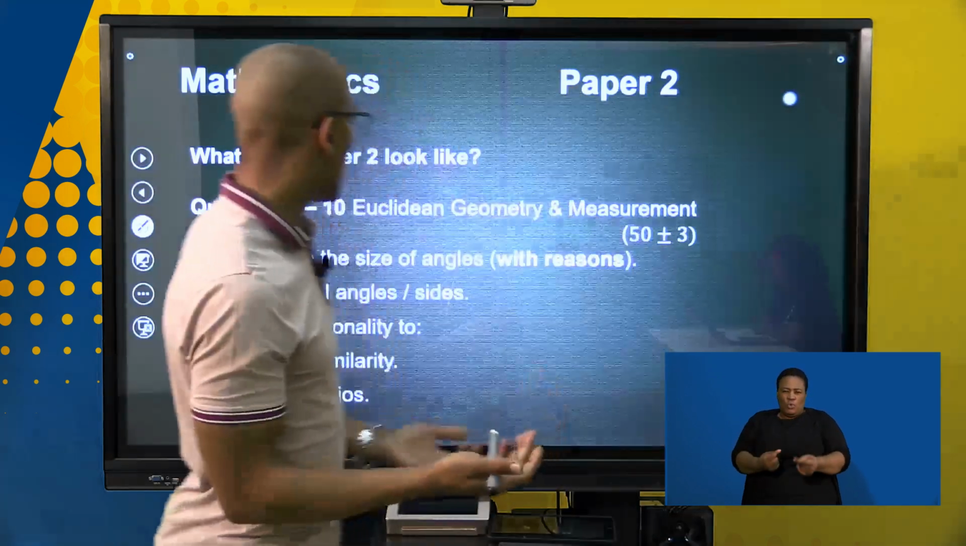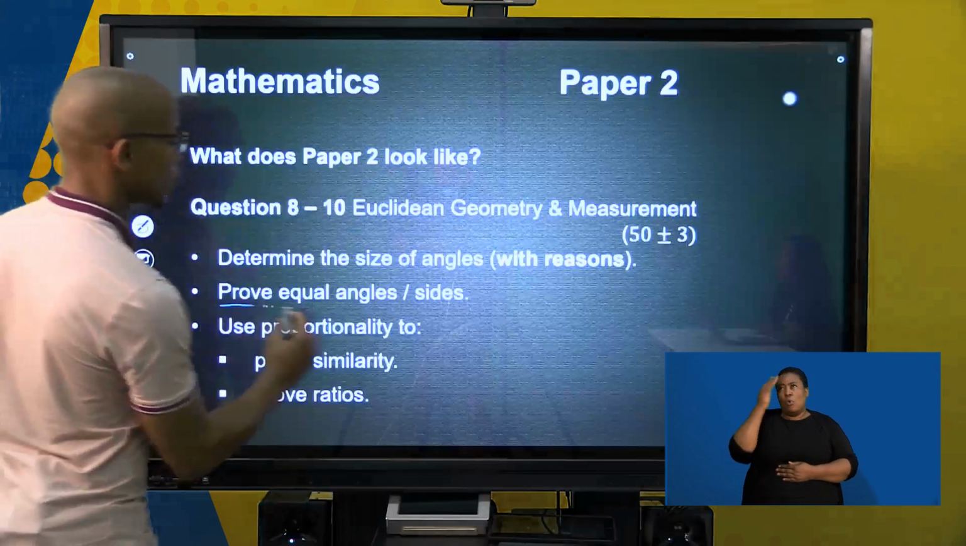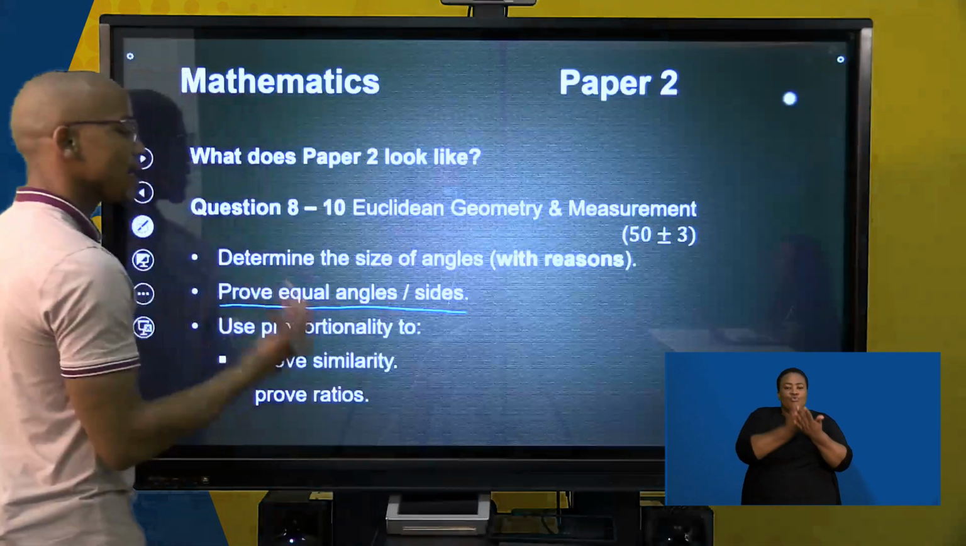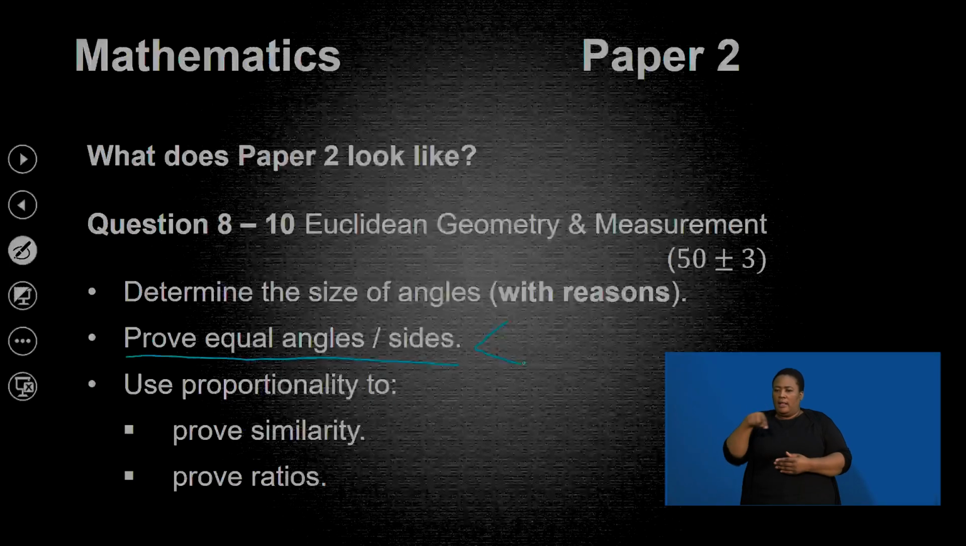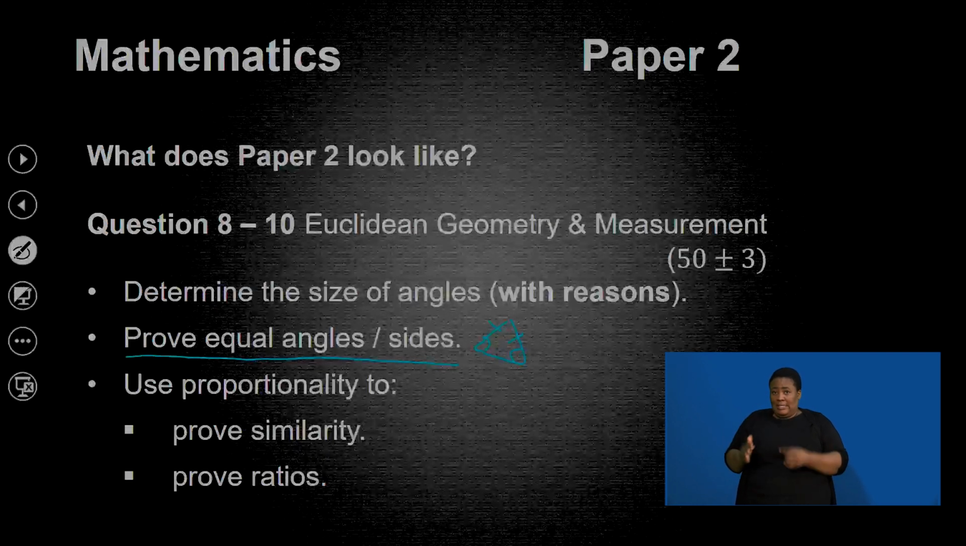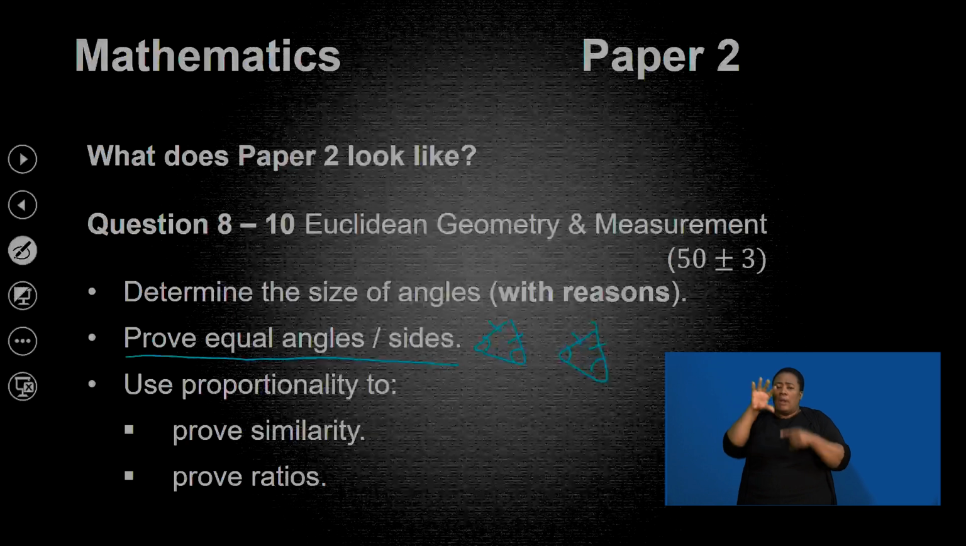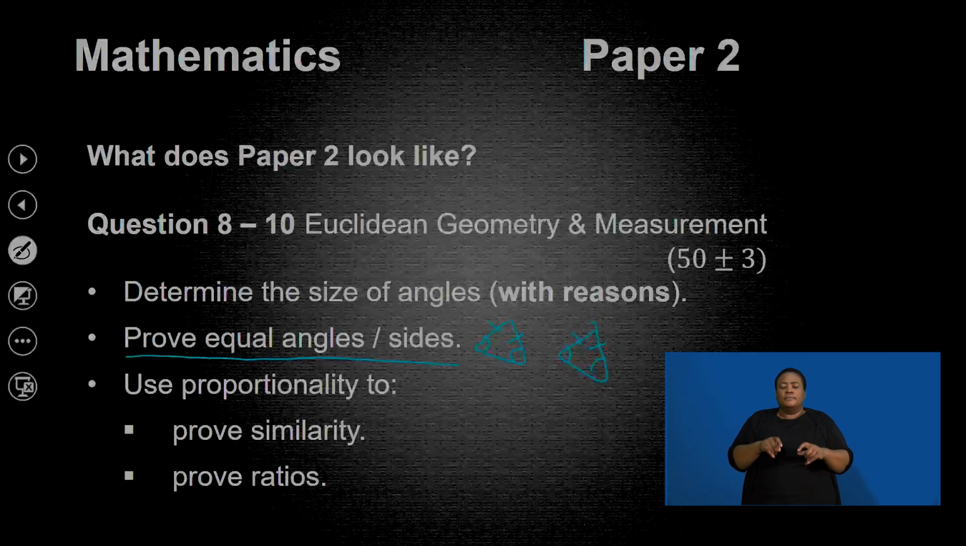Also, you need to know that you need to prove equal angles and equal sides. Remember that to find equal angles, it means the sides that those angles are opposite to must be equal. Similarly, if I want to find the sides, I must make sure that the angles that they are opposite to are equal, or the sides subtend equal angles on the circumference of the circle.